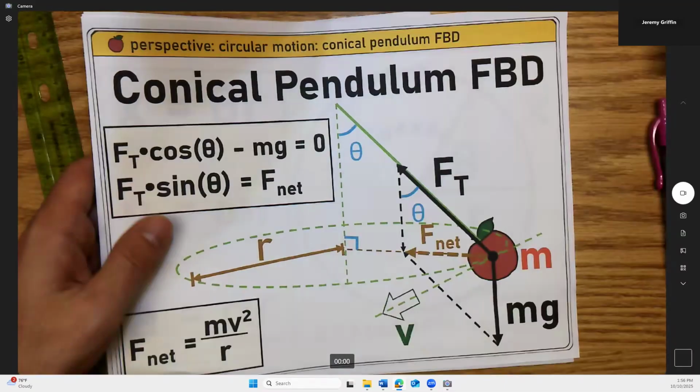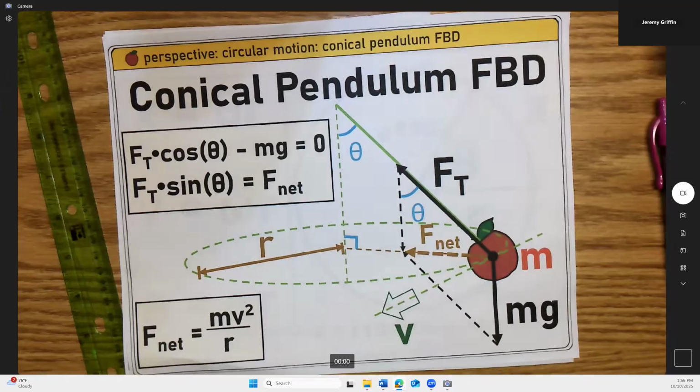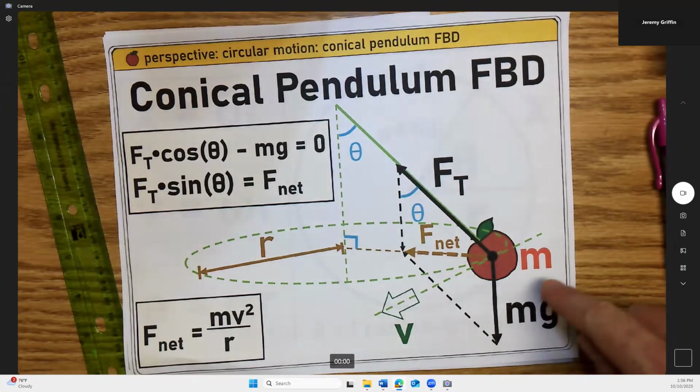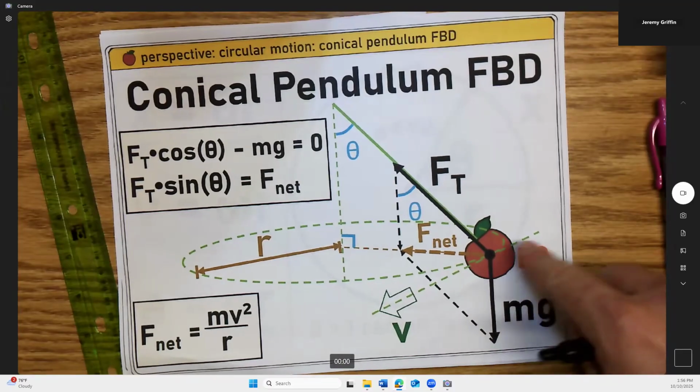All right, so let's solve one of these conical pendulums. Earlier, my AP students had a puzzle out of their book that gave them a mass right here.